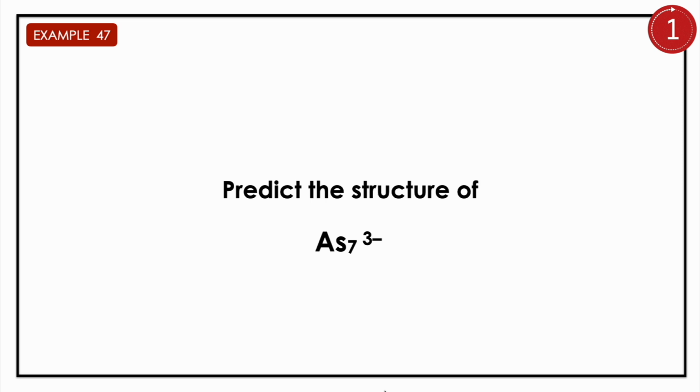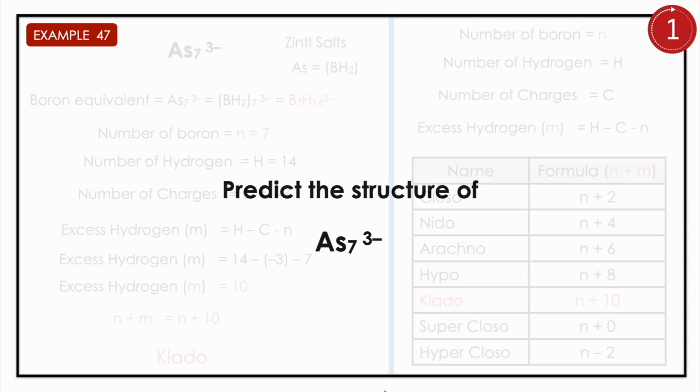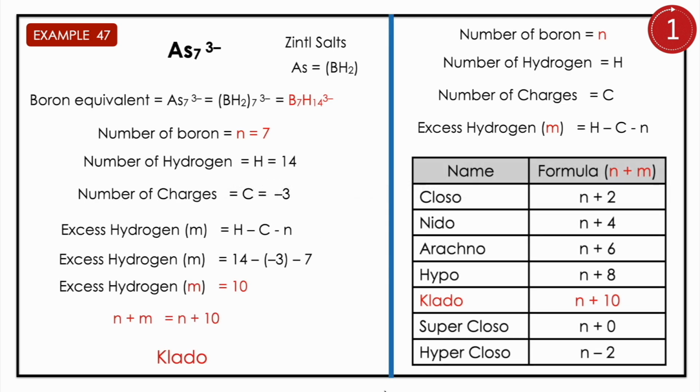Then the next example. Here you have As7 3 minus, that is an arsenic cluster. You should find the structure of the molecule using the Wade's rule. Here you have a metal cluster only with arsenic, so technically it is a Zintl salt. Arsenic is in the nitrogen group, so the equivalent will be BH2 because it is a 3 plus 2 system. So if you substitute the boron equivalent, the structure will be BH2 7 times 3 minus. If you rewrite it, you have B7H14 3 minus.